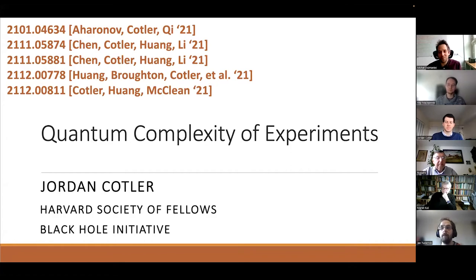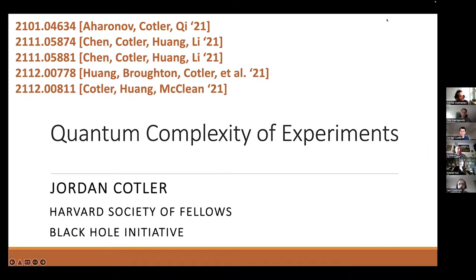So those works somehow bring complexity theory and sampling complexity considerations. They emphasized that it's relevant for the near term quantum computers. And so today, Jordan will be talking about some follow-up works to those projects. So it's a great pleasure to have you. Thanks, Jordan, for agreeing to give this talk.